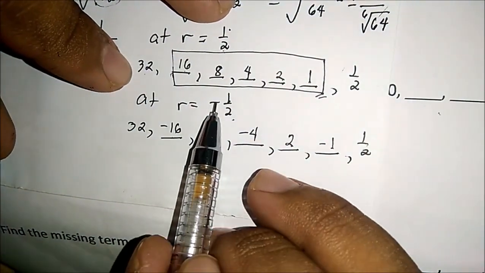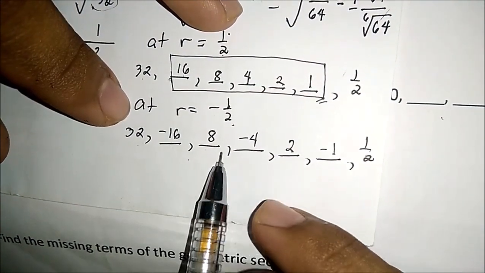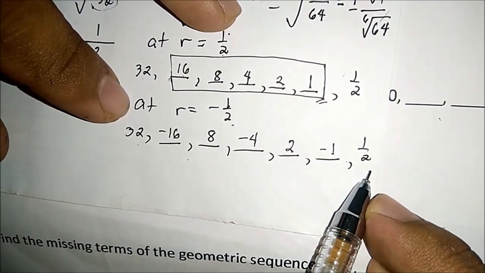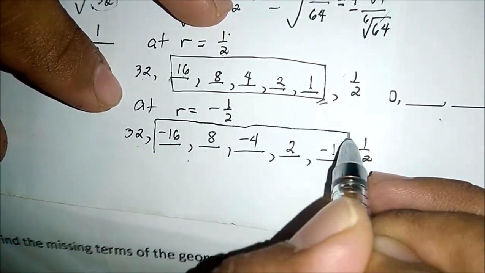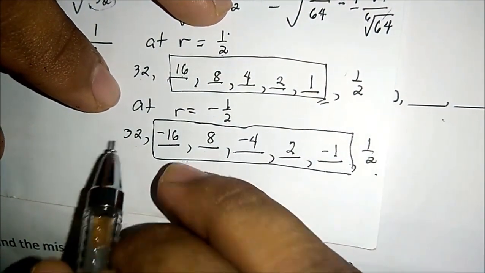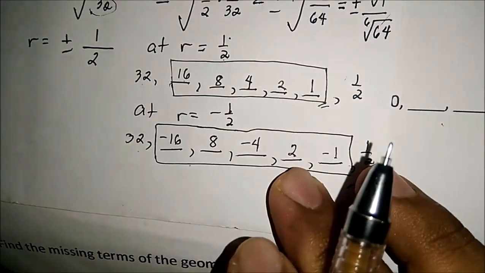So as you can see, if the ratio is negative, the signs alternate. So positive, negative, positive, negative, positive, negative, positive. So if the ratio is negative 1/2, these are the geometric means between 32 and 1/2. That's it. Very simple. Madali lang.